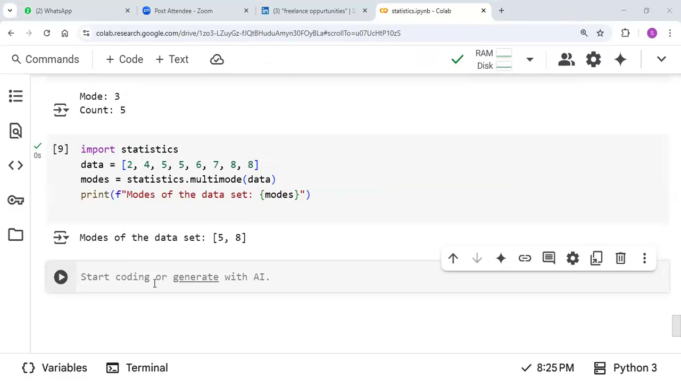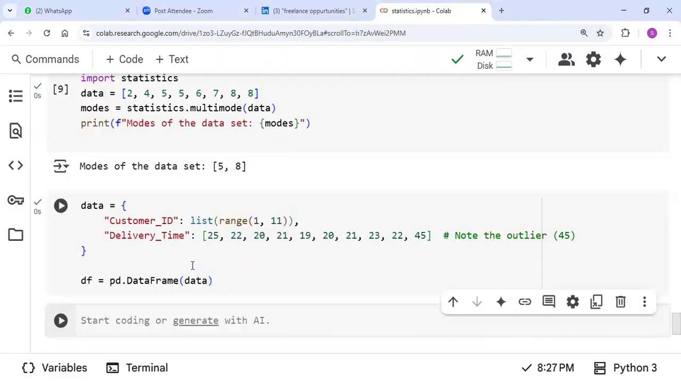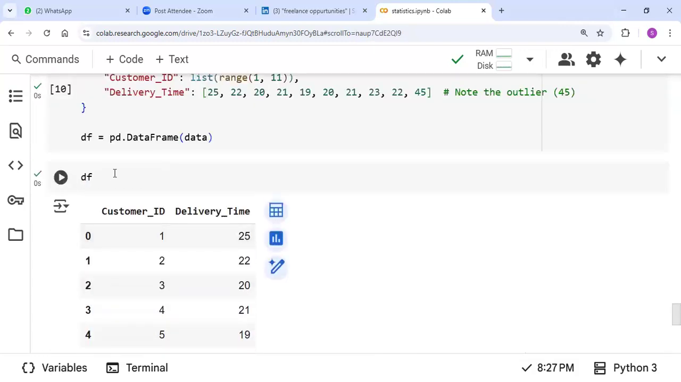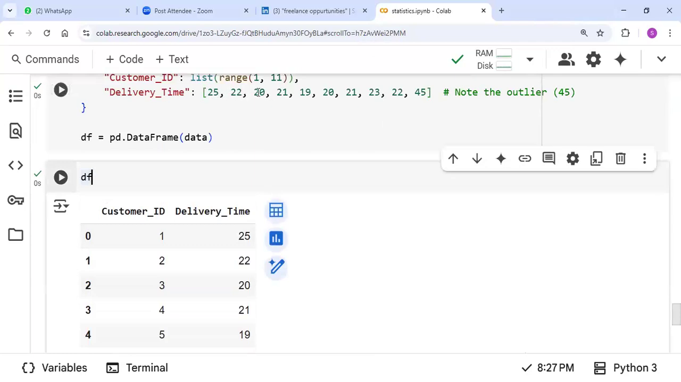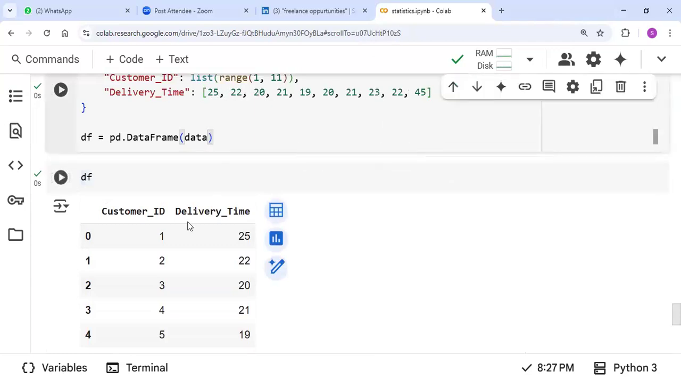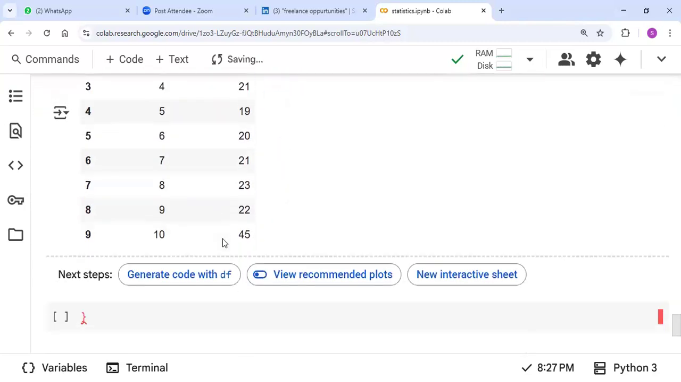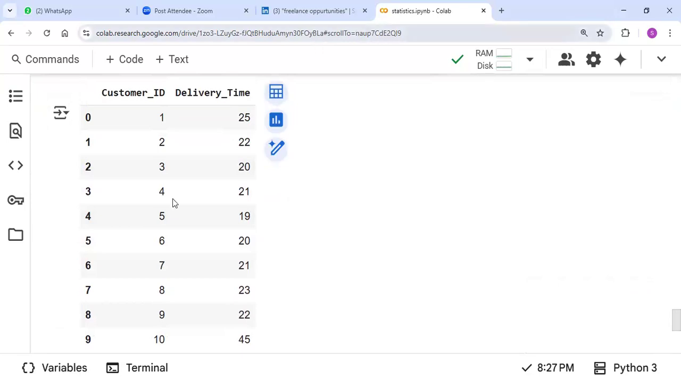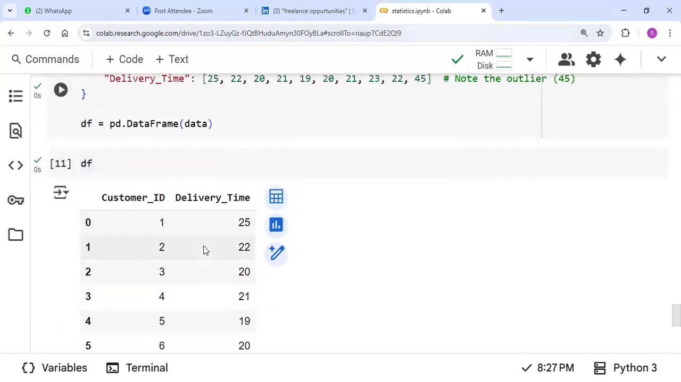Consider this data, just only 10 data points. I want you to identify the mean of the delivery time. What is the mean of the delivery time in this data? I think you got my file, whatever I'm showing on your screen. I want you to find the mean, median, and then mode of the delivery data.